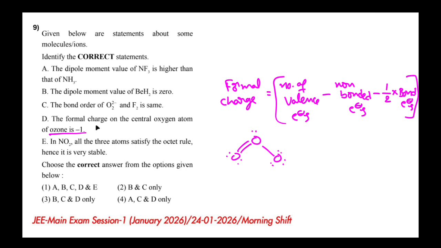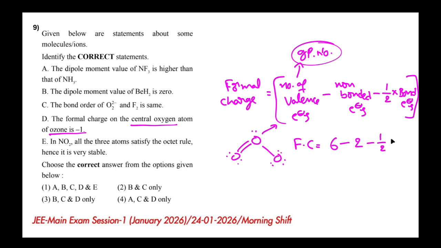So they're asking about the central oxygen atom. This is the central oxygen atom. In this central oxygen atom, what is the formal charge? Where number of valence electrons is equal to the group number. Oxygen's group number is 16, so the valence electrons are 6. 6 minus non-bonded electrons. These are non-bonded electrons. These two are not involved in bonding, so there are 2 non-bonded electrons.